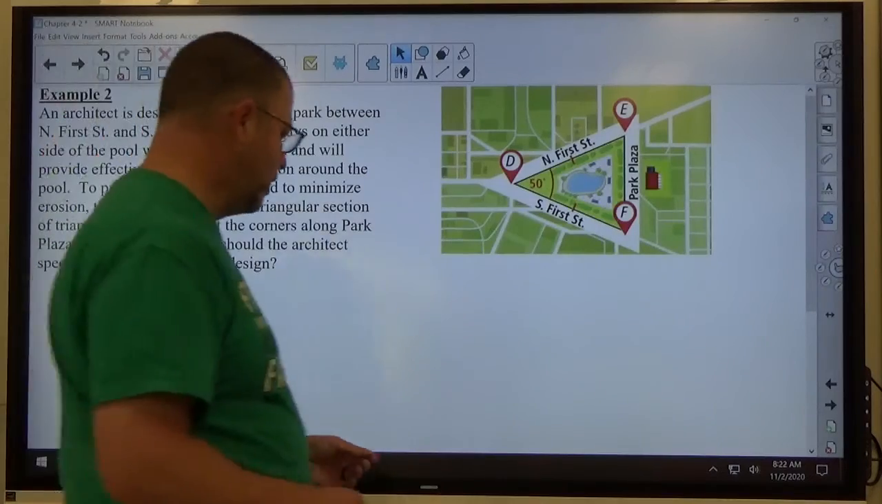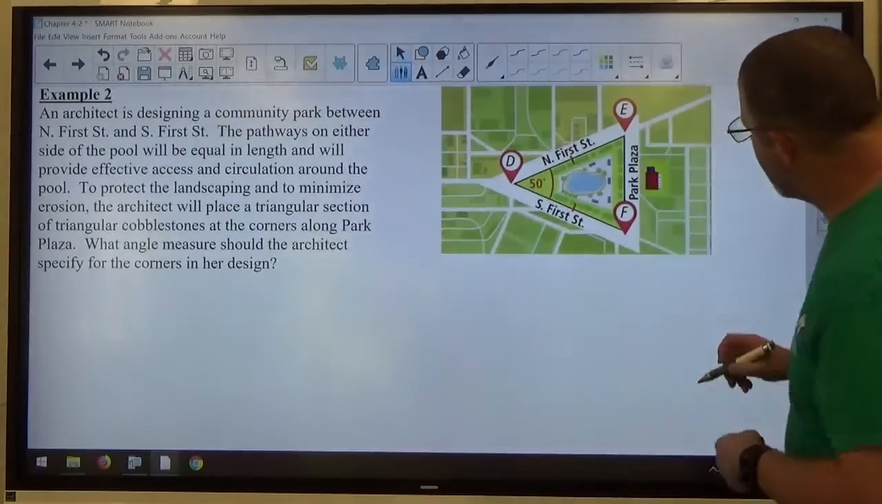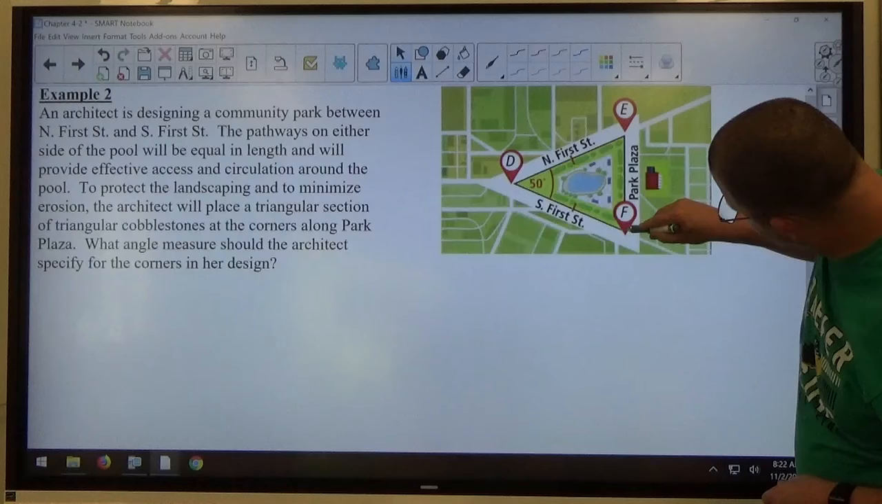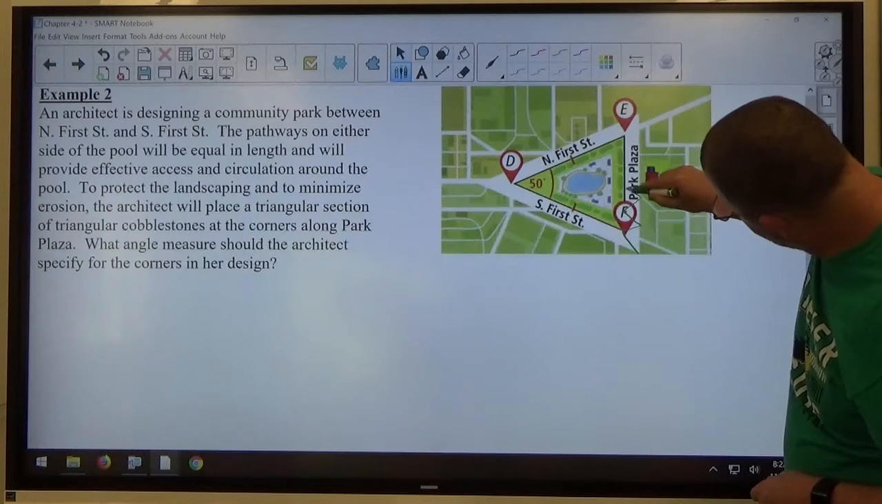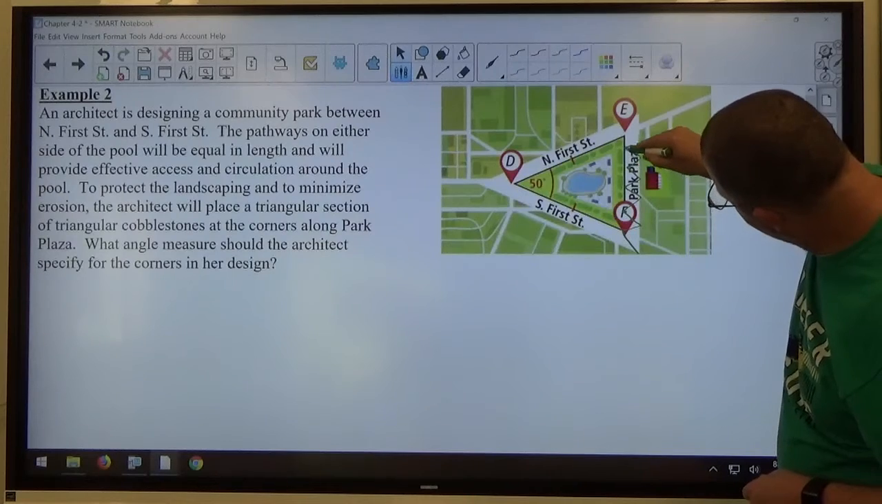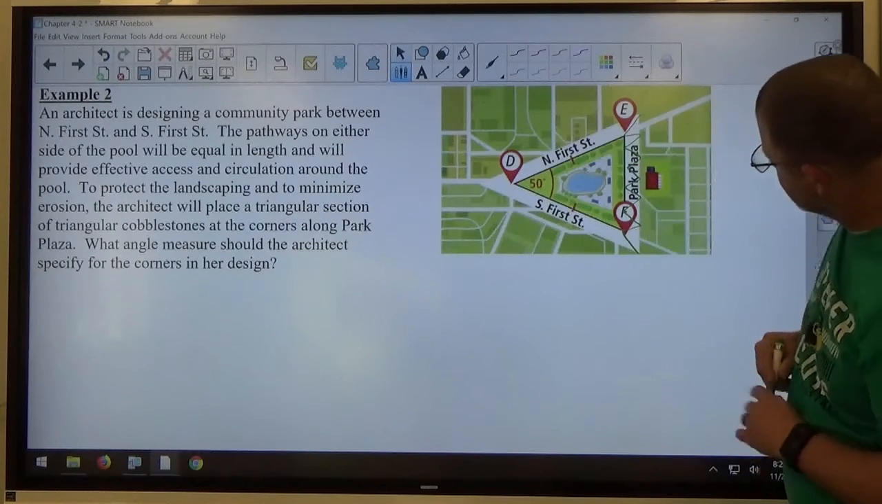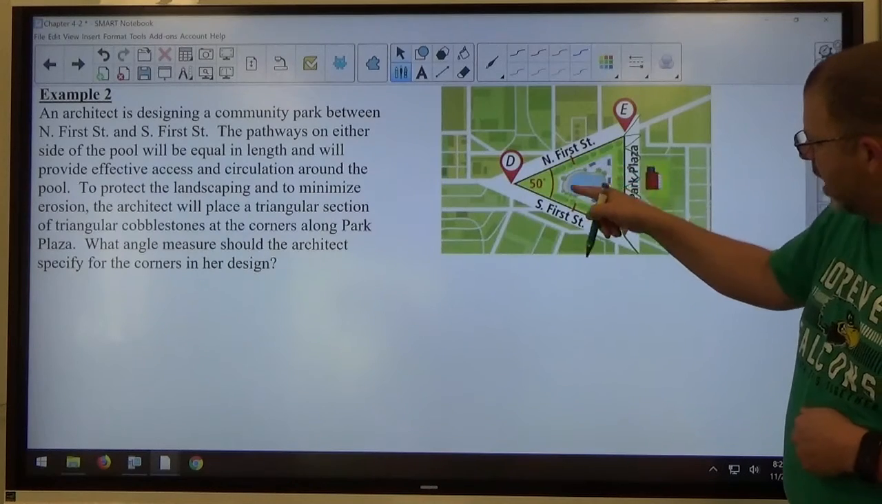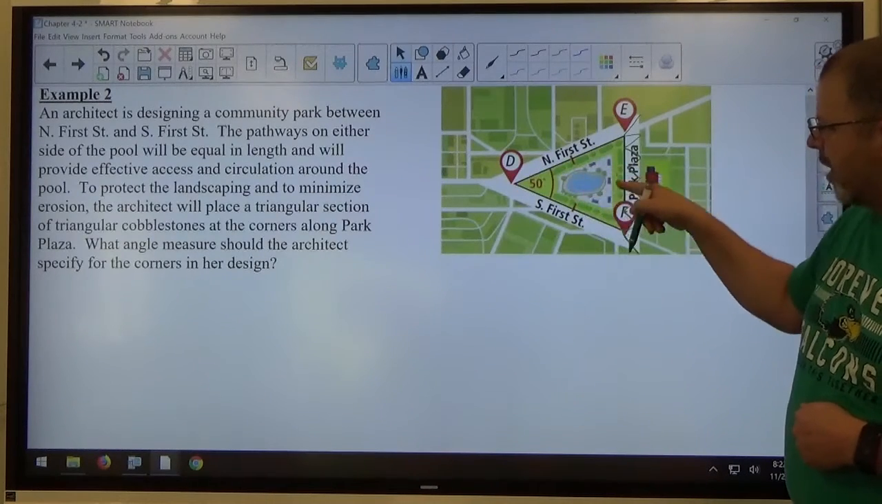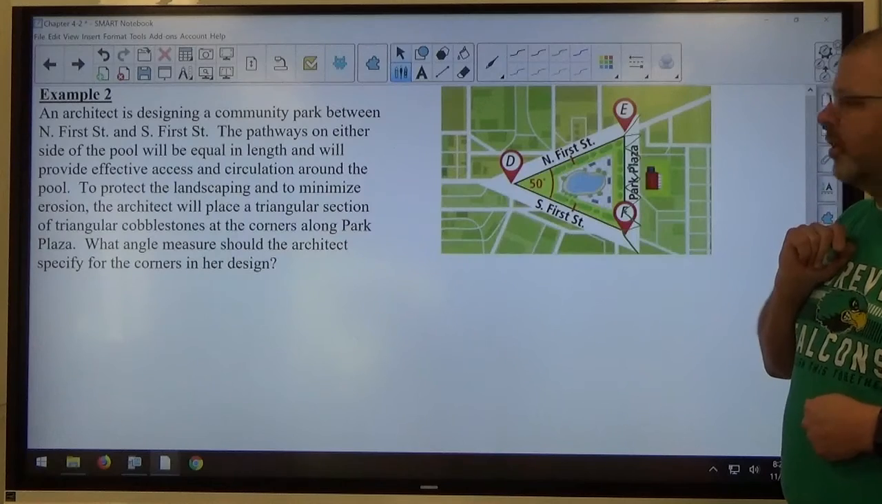So what she's considering doing here is putting in cobblestones here. So basically look like that. She might have smaller ones, I don't know. And each one of these cobblestones should be the same angle measures as the triangle that's sitting right here.